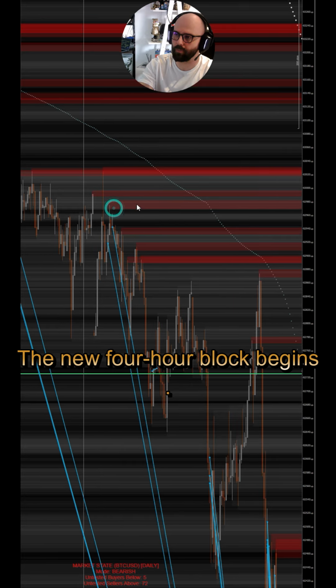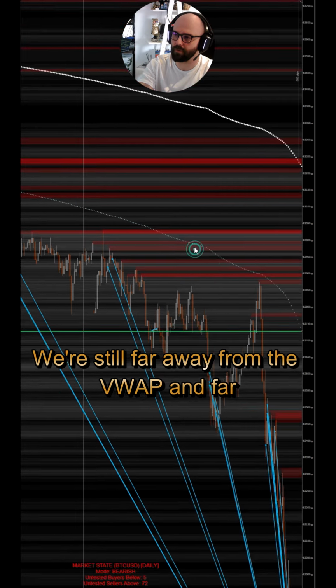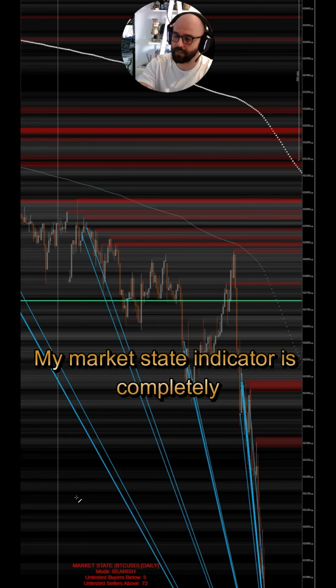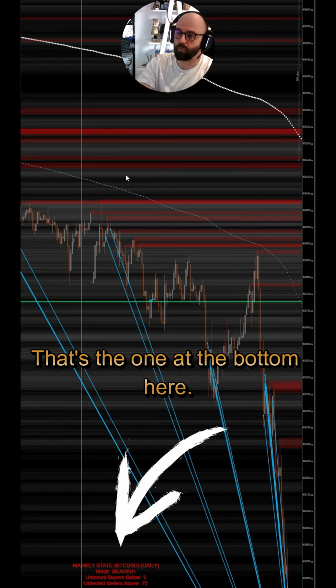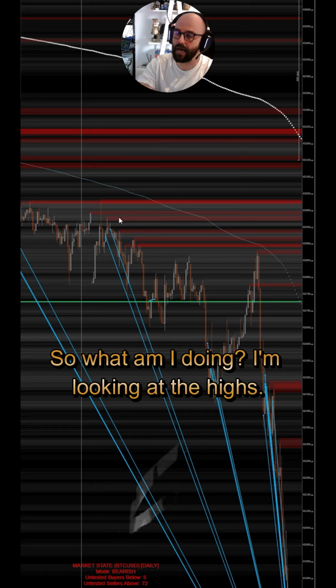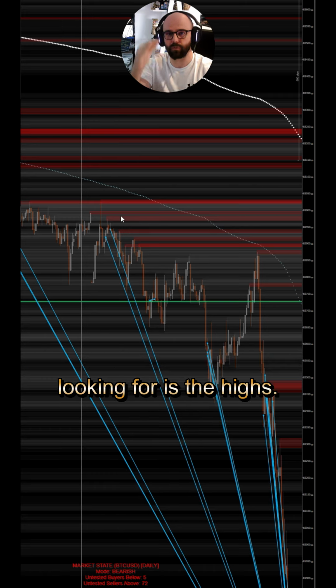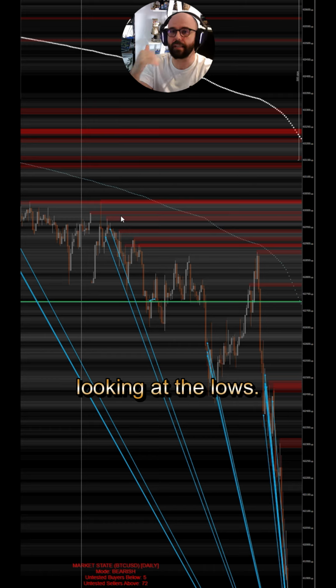The new 4-hour block begins. We're still far away from the VWAP and far away from the deviation. The market's talking to me and I'm listening. My market state indicator is completely bearish. That's the one at the bottom here. So what am I doing? I'm looking at the highs. When the market is in bearish mode, all I'm looking for is the highs. When the market's in bullish mode, I'm looking at the lows.